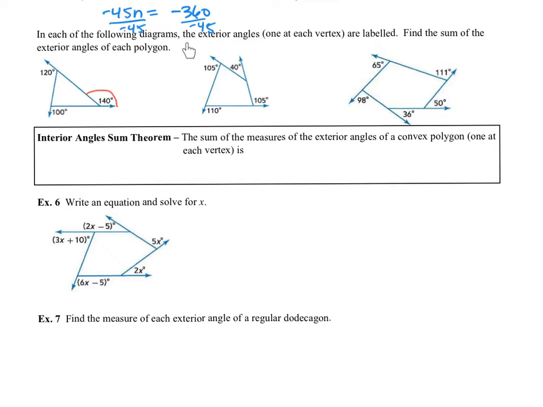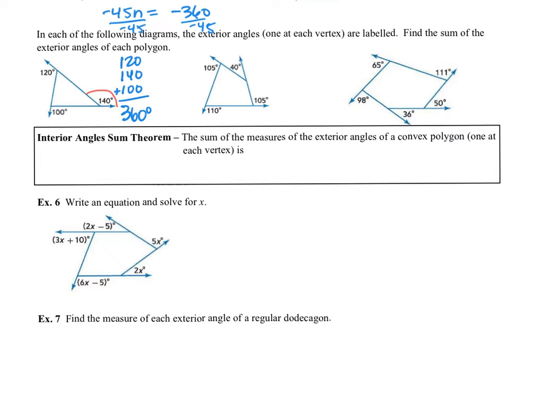So in each of the following diagrams, the exterior angles, one at each vertex, are labeled. Find the sum of the exterior angles of each polygon. Well, in this first example, if we add 120 plus 100 plus 140, I just want to write it down so you can see where this number comes from. If I take 120 plus 140 plus 100 and add those together, we get a total of 360 degrees.